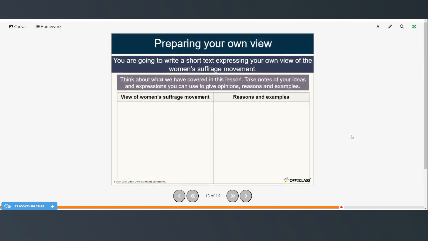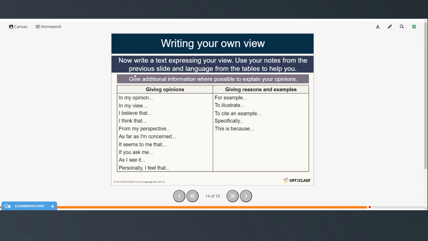Okay, so you're going to write a short text expressing your own view of the women's suffrage movement. So think about what we've covered in this lesson and take notes of your ideas and expressions you can use to give opinions, reasons, and examples. So on this side, you're going to write what your view is of the suffrage movement, and on this side, the reasons and examples for your views. And then here are the phrases that you can use when you're writing your own review.